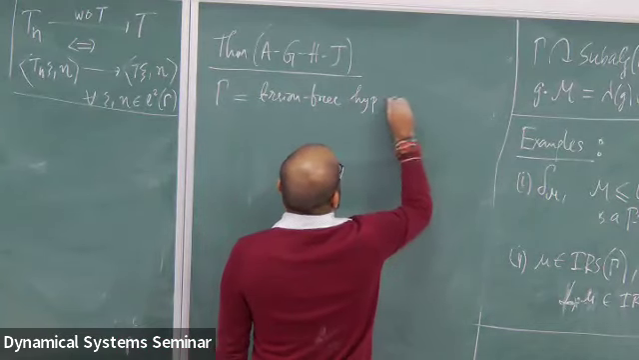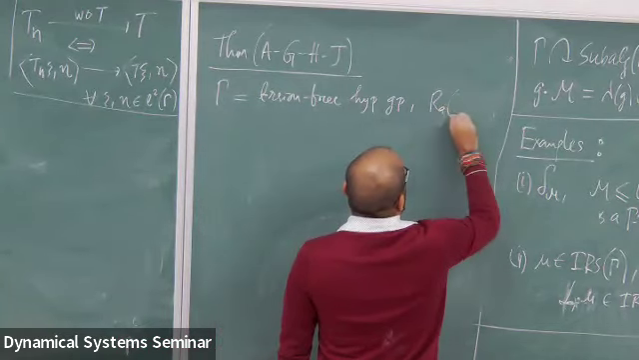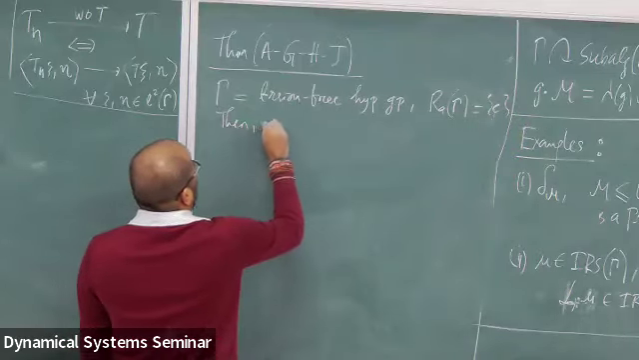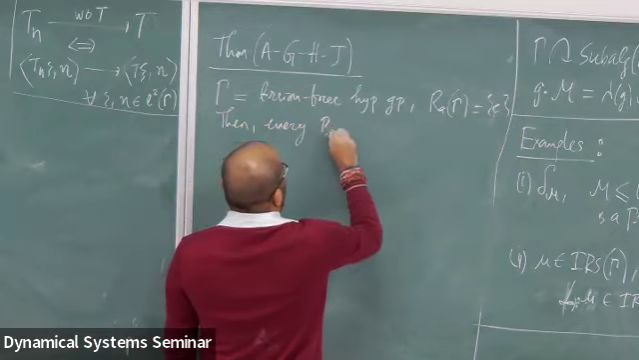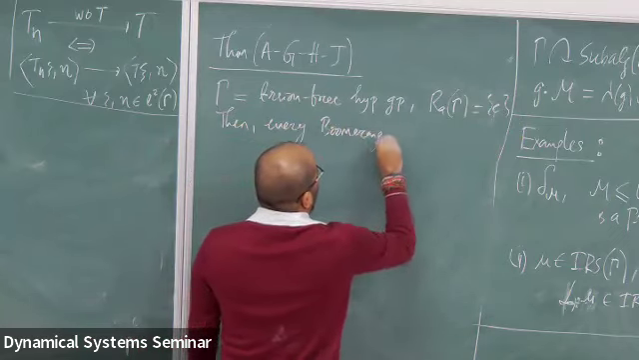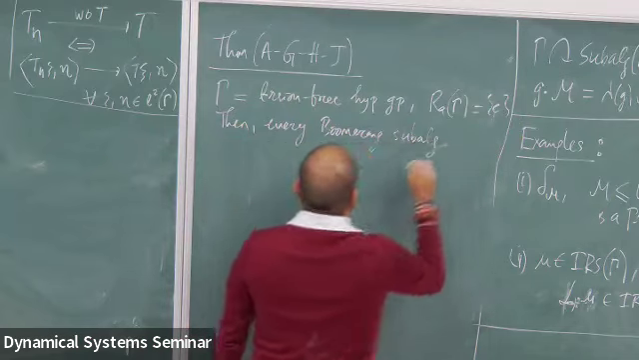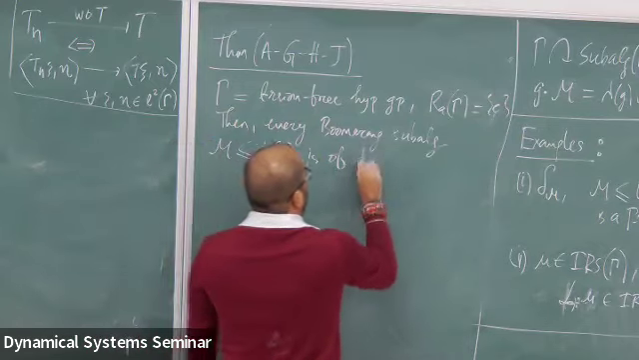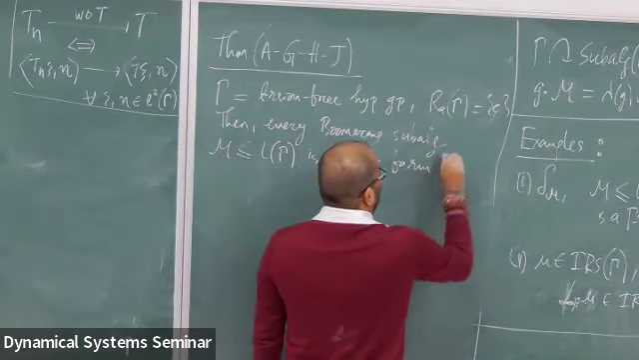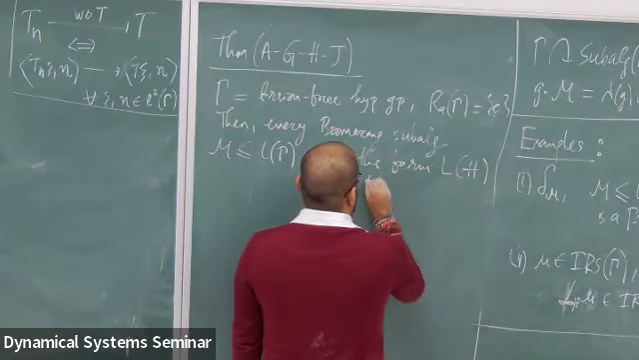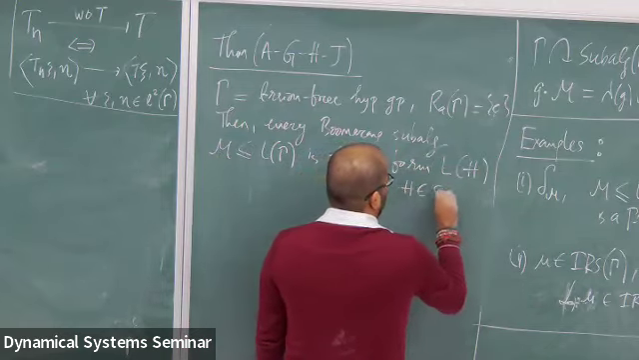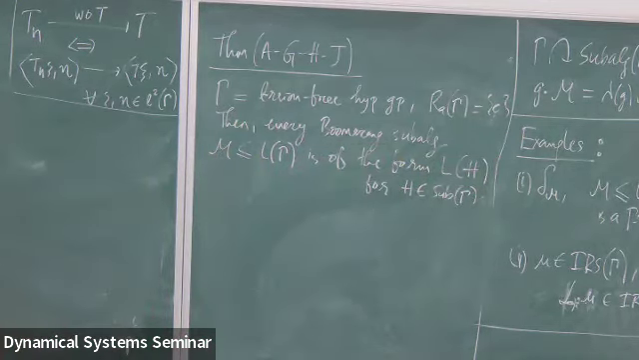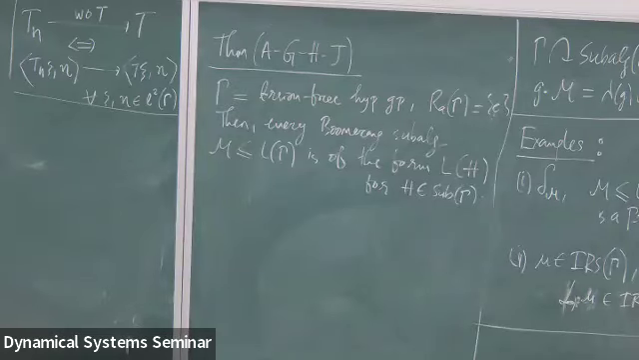hyperbolic group with amenable radical again trivial. Then every Boomerang subalgebra M inside L gamma is of the form L of H for some subgroup. In particular, all these Boomerang subalgebras come from subgroups.